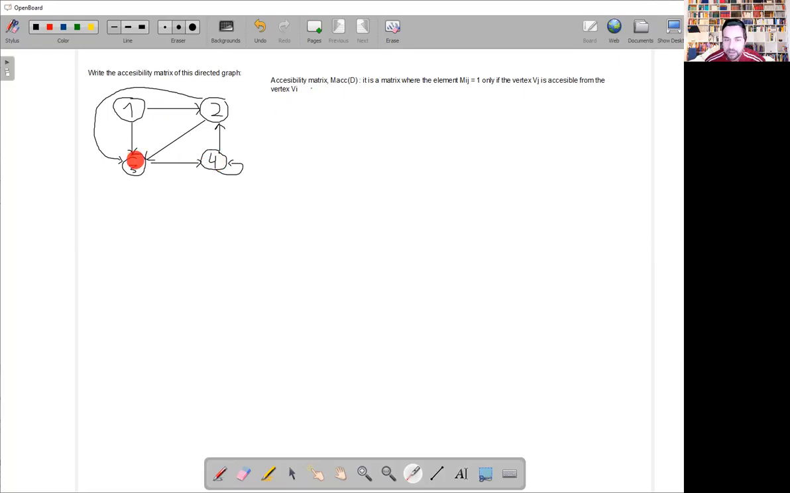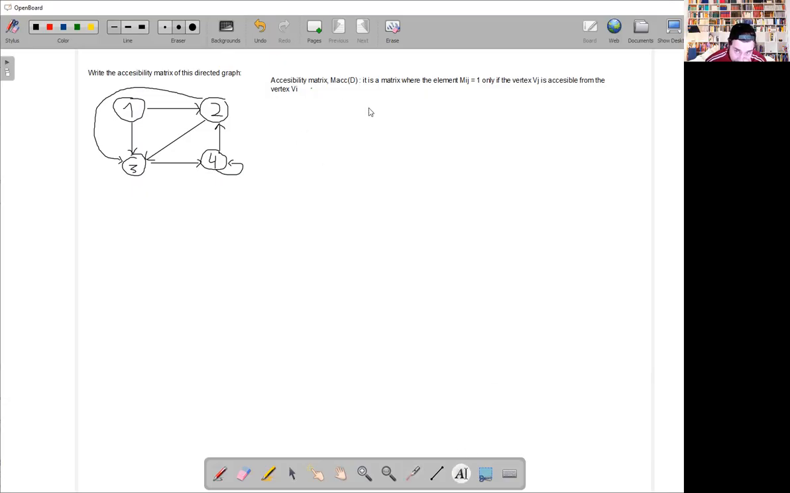So this is mainly the difference with the adjacency matrix, because in the adjacency matrix, we put a 1 in that position only if the path is of length 1, right? If it is the adjacent node, which is accessible. But here it is for a path of any length.